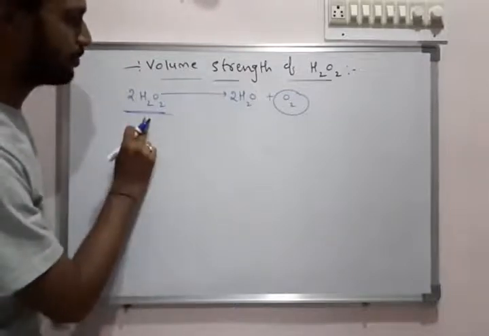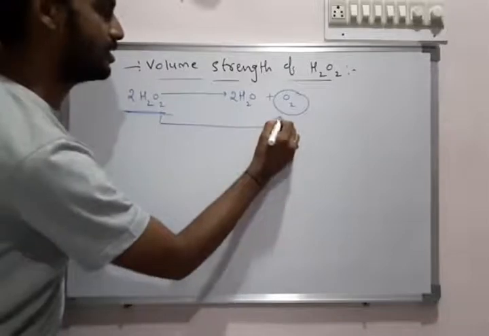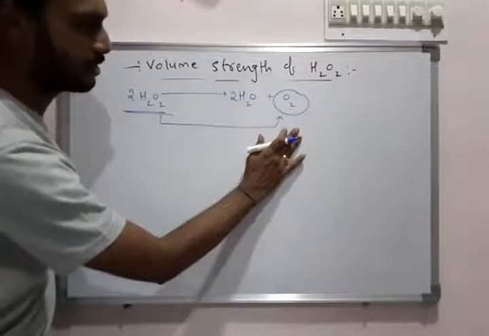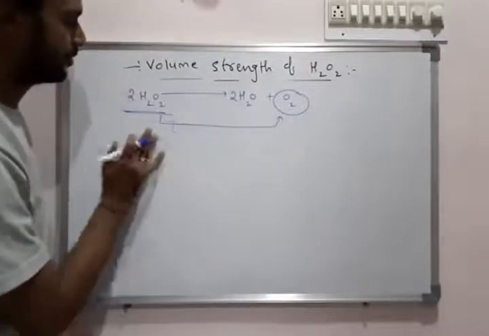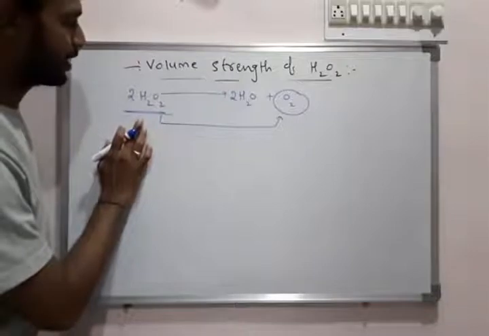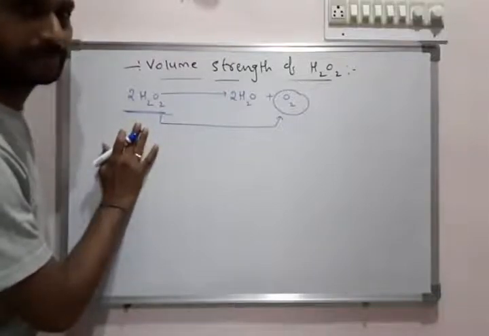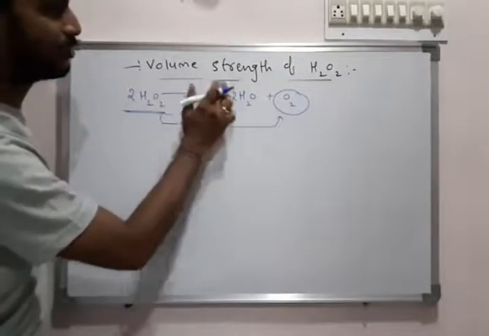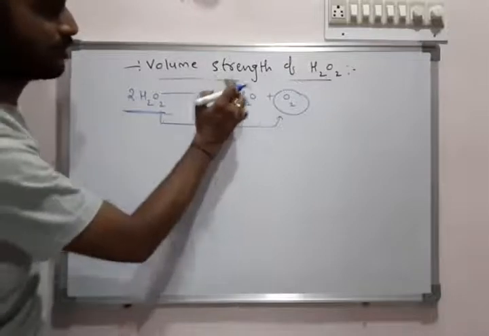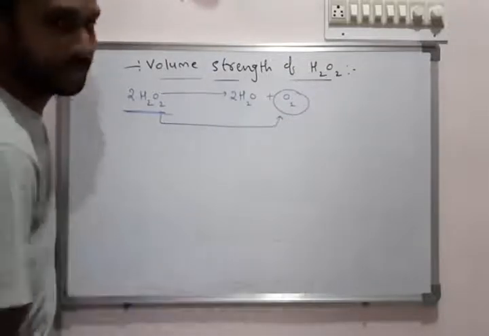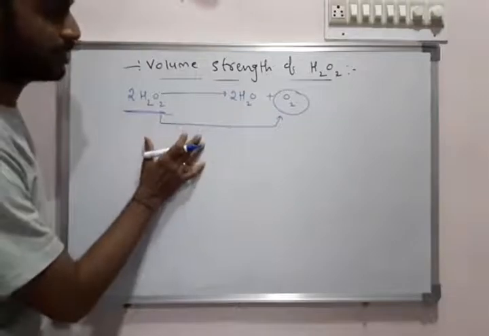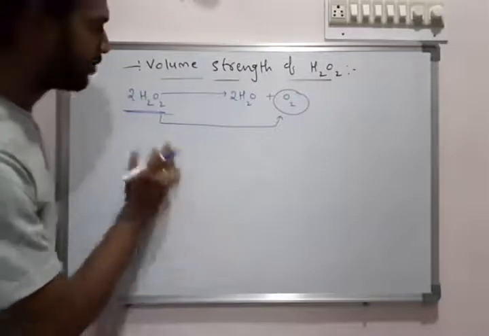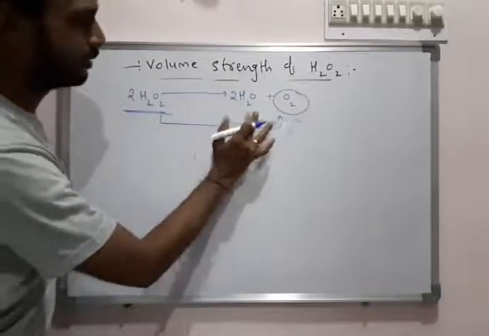So from the hydrogen peroxide we have taken, how much oxygen is released? The volume of oxygen released from a specific amount of hydrogen peroxide is calculated to express the volume strength of hydrogen peroxide. The volume strength of hydrogen peroxide, that is, to express the concentration of hydrogen peroxide, we mainly base it on the hydrogen peroxide decomposition reaction. The hydrogen peroxide decomposition reaction gives water and oxygen.